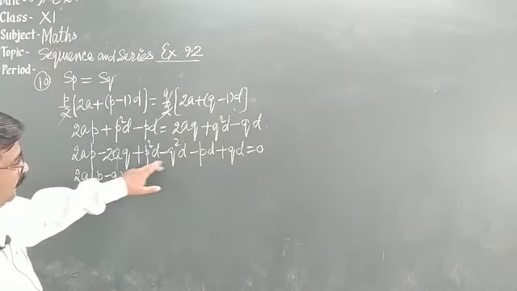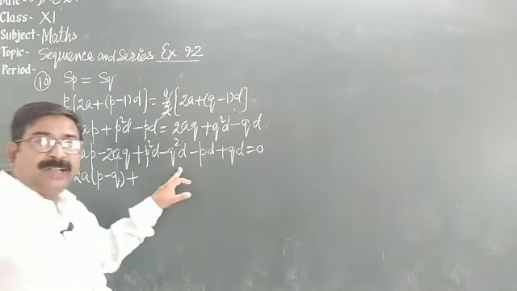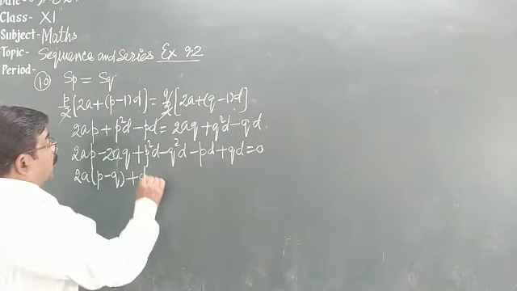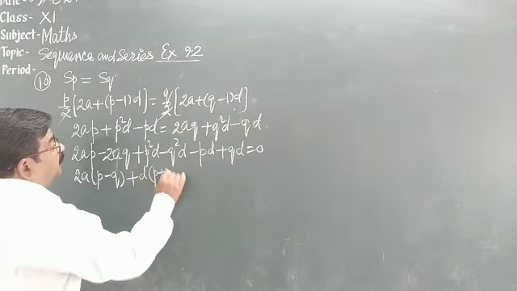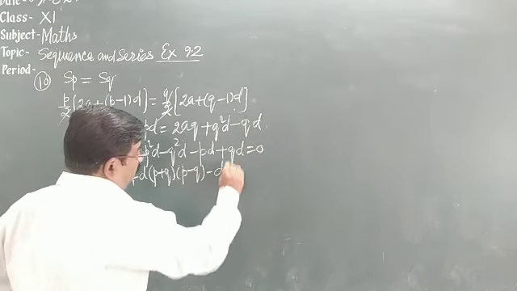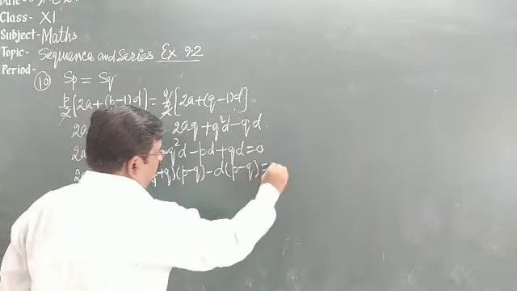Then what do we have left? P square minus Q square. That can be broken into P minus Q and P plus Q. So we can write D is common. Then after this we have P plus Q into P minus Q. Here minus D is common. We have P minus Q is equal to 0.